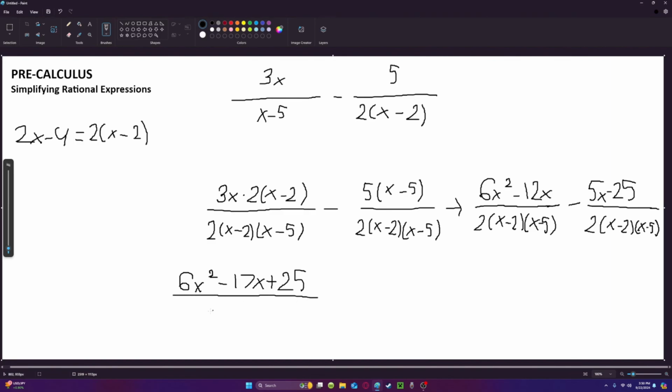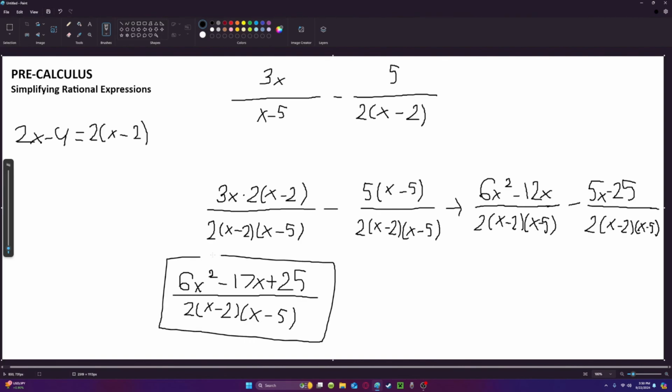And then this would be over our same denominator, 2 times x minus 2 times x minus 5. And this would be our final answer. This would be the simplified expression. And then as for our excluded values, we're only worried about these two bodies because that 2 was just alone. So x cannot equal 2 or 5 because that would make the denominator equal to 0. So these are our final answers, and that I think covers all the bases for simplifying rational expressions.